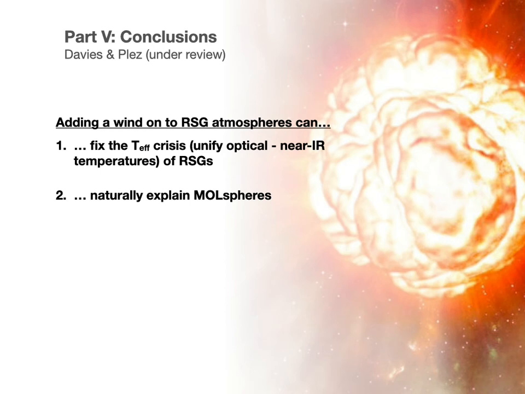So to conclude then, by incorporating a wind into red supergiant model atmospheres, we can firstly reproduce the whole optical and near infrared spectrum with a single effective temperature. And secondly, we can naturally reproduce the observational features of red supergiants, which have up until now always been typically explained by the existence of these so-called MOLspheres.